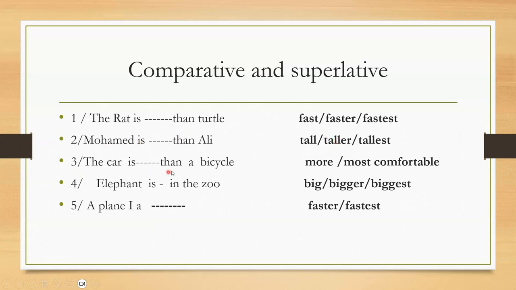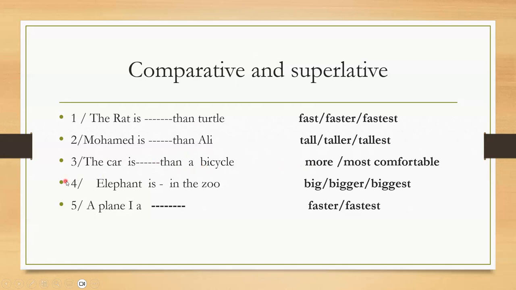The car is dash than a bicycle. The car is dash than a bicycle. Okay. We have comfortable. When we have a word with two syllables, a long word of more than one syllable, two syllables or more, I will use more. If I compare between two things, car and bicycle as an example, and I have than, I will use more. The car is more comfortable than a bicycle or than the bicycle.